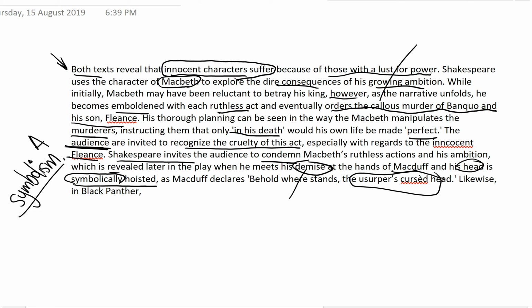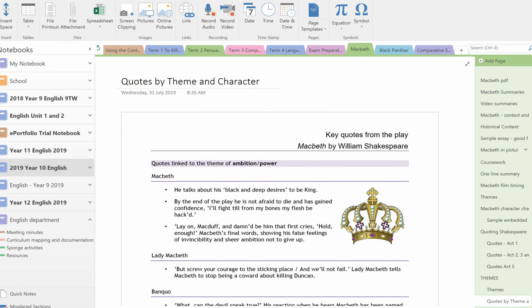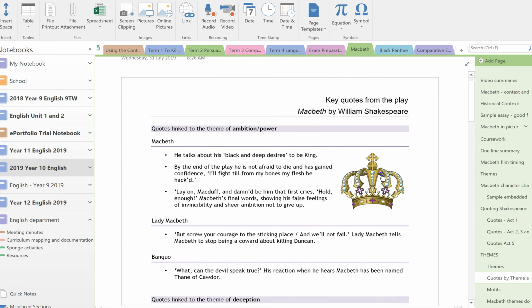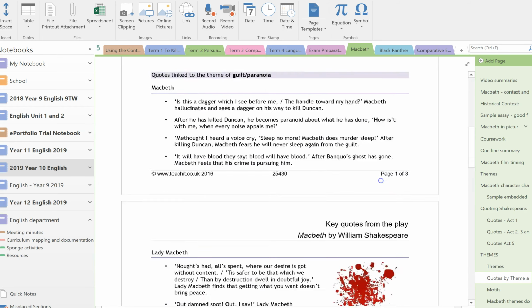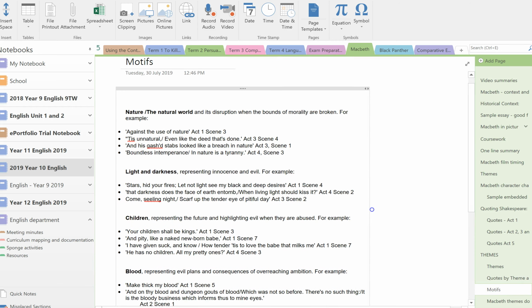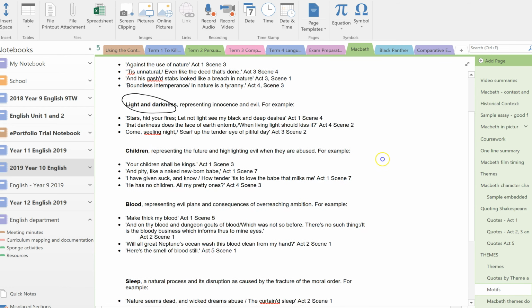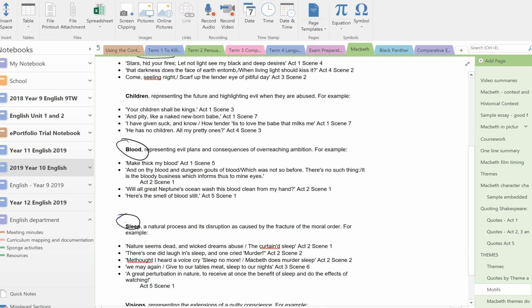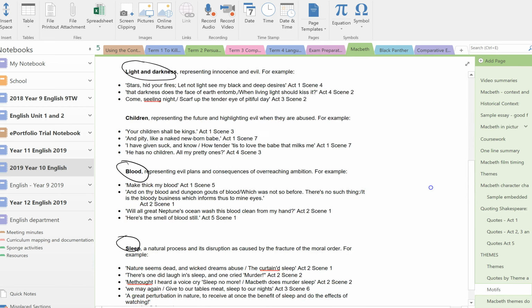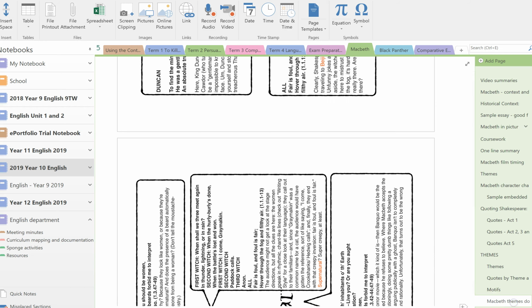Now, you could also use the symbolism of blood to reveal guilt. For ideas, come onto the OneNote, and if you pop over to the Macbeth tab, you'll see some themes, motifs. So the motifs of light and darkness you could analyze, the motifs of the impact on the natural world, the motif of blood. So that will help you analyze by connecting to a text device or construction.